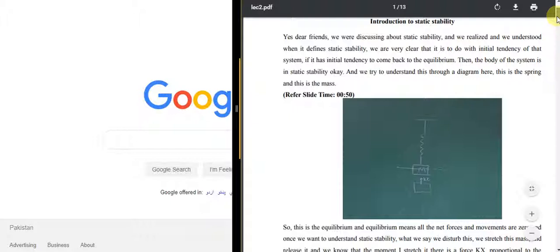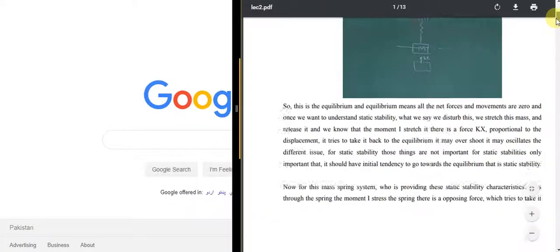So we understood what it defines. Okay, let's read it again. So this is the equilibrium, actually.